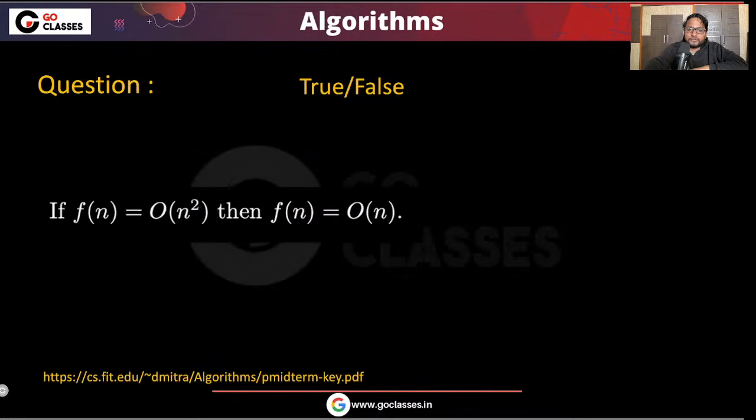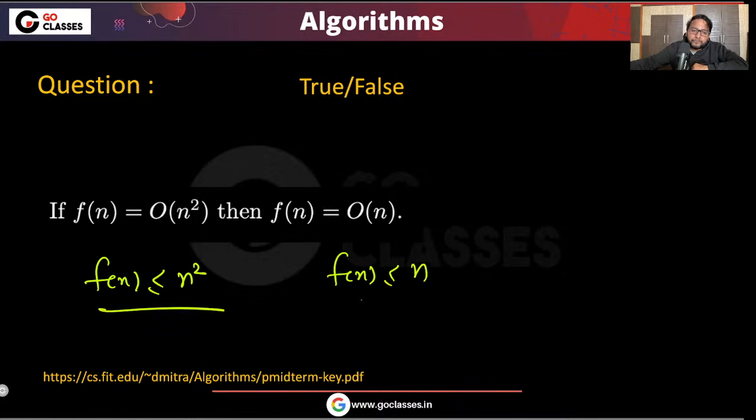Now let's just go to the next question. So tell me, if fn is order of n square, then fn is also order of n, which means if fn is less than or equal to n square, I'm not writing C, don't get confused. This should be C actually. But yeah, if fn is less than or equal to n square, does this mean it is also less than or equal to n? What do you think? No, right? No. So that's why this is false.